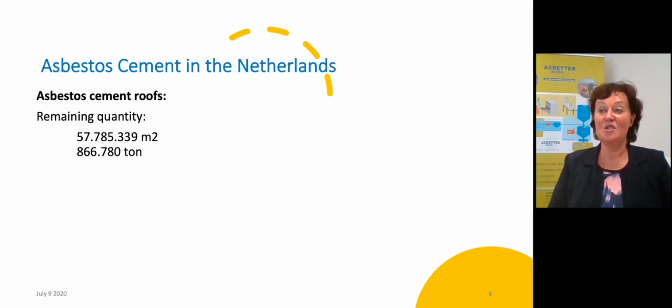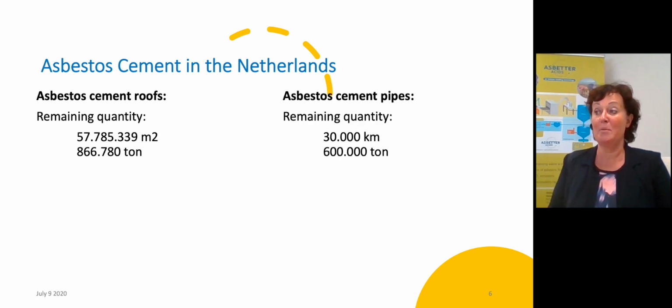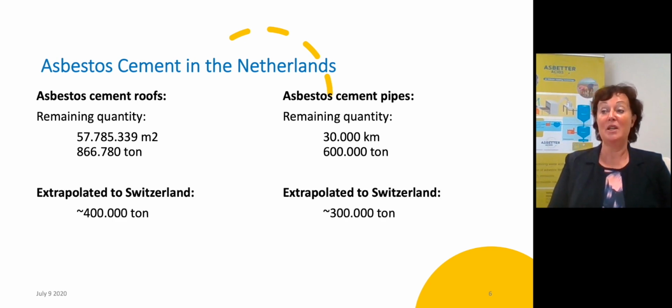Looking at the Netherlands, we know that we have to process a lot of asbestos cement roofs, a quantity of more than 800,000 tons, and the asbestos drinking water pipes, a remaining quantity of at least 600,000 tons, and extrapolated to Switzerland, that could mean half for Switzerland.